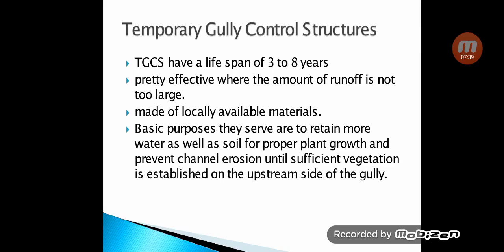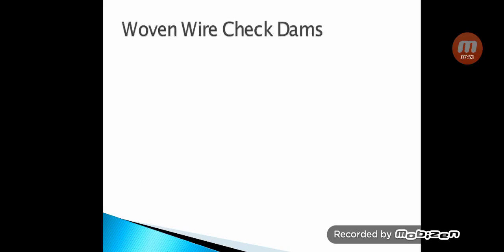The basic purposes of temporary gully control structures are that they retain more water as well as soil for proper plant growth, and they prevent channel erosion until sufficient vegetation is established. So we'll see what the temporary gully control structures are. The first structure is woven wire check dams.